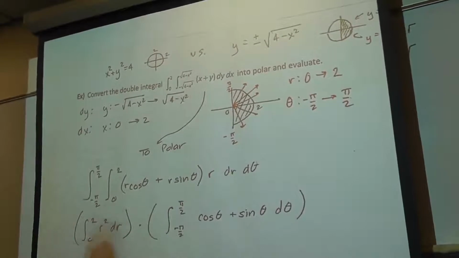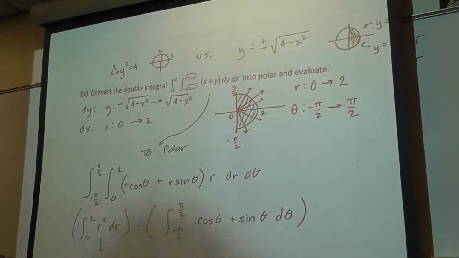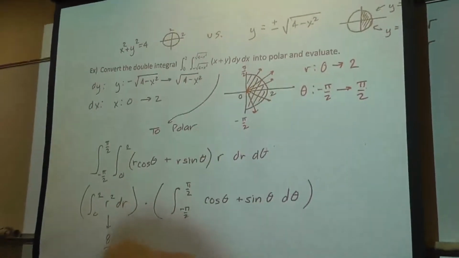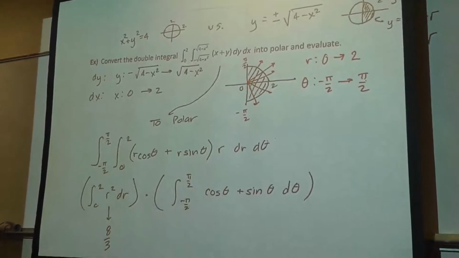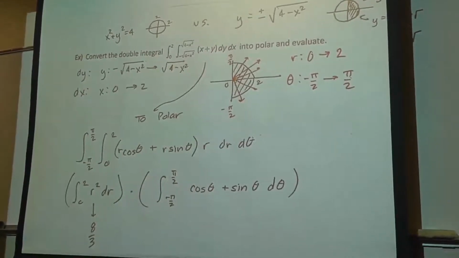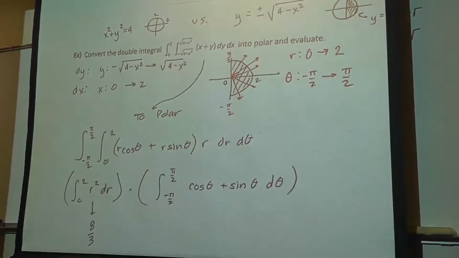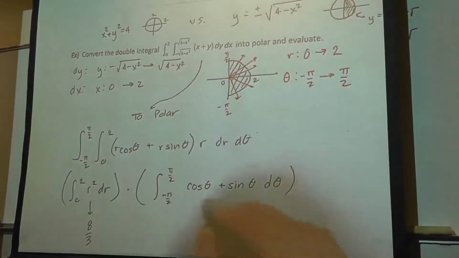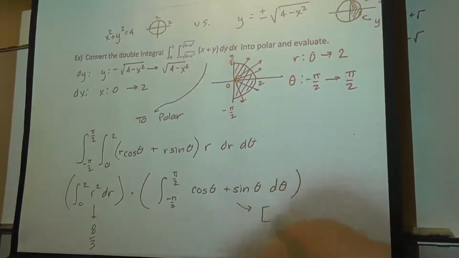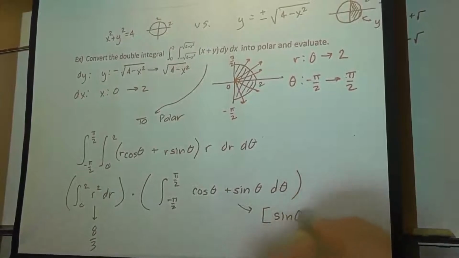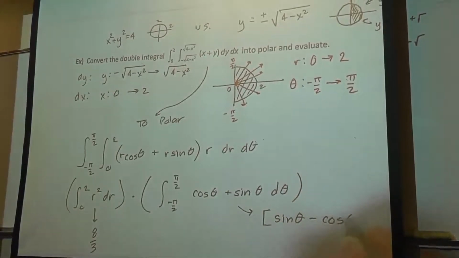That's going to become 1/3 r cubed. So let's go on and make that an 8/3. True? Right? I'm not skipping too many steps, am I? Because that one's pretty straightforward. This one I won't skip any steps on because trig functions make me nervous sometimes. So sine theta minus cosine theta is my antiderivative.